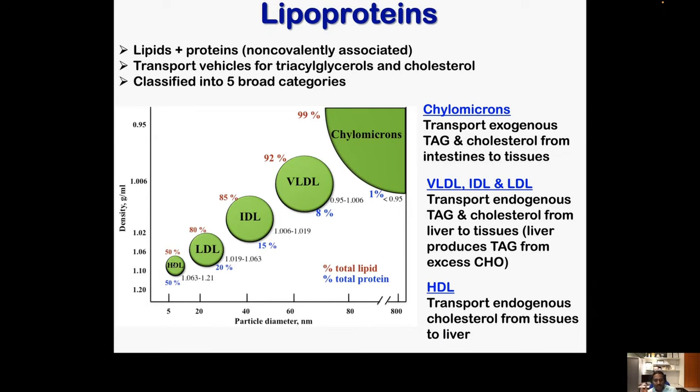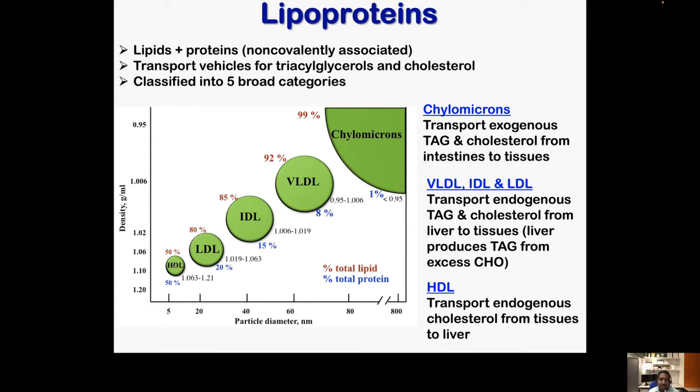That's why people generally call HDL good cholesterol, which means it's collecting cholesterol from the tissues and taking it to the liver, and LDL bad cholesterol. But scientifically, we wouldn't really agree with the terms good cholesterol and bad cholesterol, because they are all the same cholesterol. It's just that these lipoproteins do different functions. The LDL supplies tissues with TAG and cholesterol, but HDL collects the excess cholesterol and takes it to the liver.